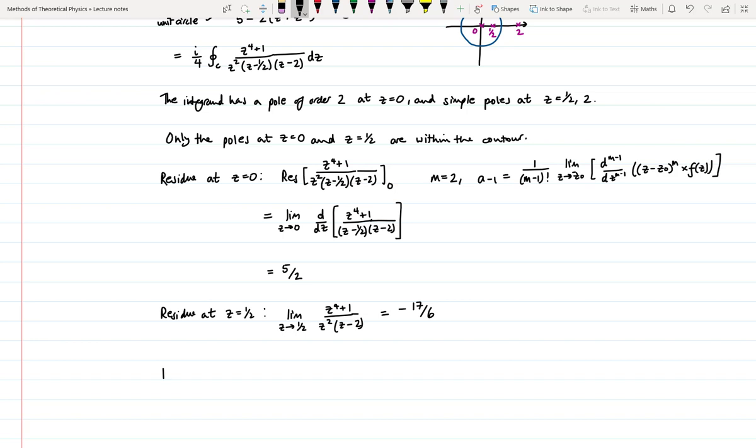And we're basically done. This means we can write I, looking at the line at the very top of the page, as i over 4 times 2 pi i, and then the sum of the residues, 5 halves minus 17 over 6. This gives us the real number pi by 6, and we're done. We've calculated another real trigonometric integral using analytic continuation and the residue theorem.